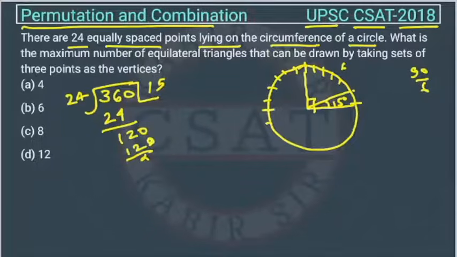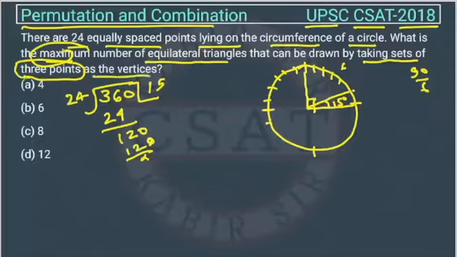So the question is, what is the maximum number of equilateral triangles that can be drawn by taking a set of 3 points as the vertices? So what is happening? Like this. So now what is the question asking?